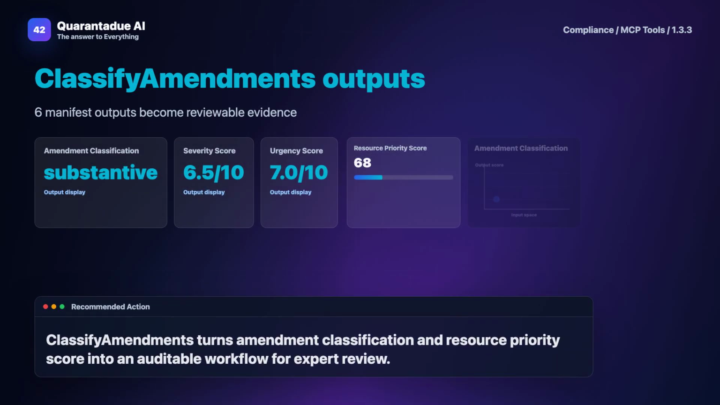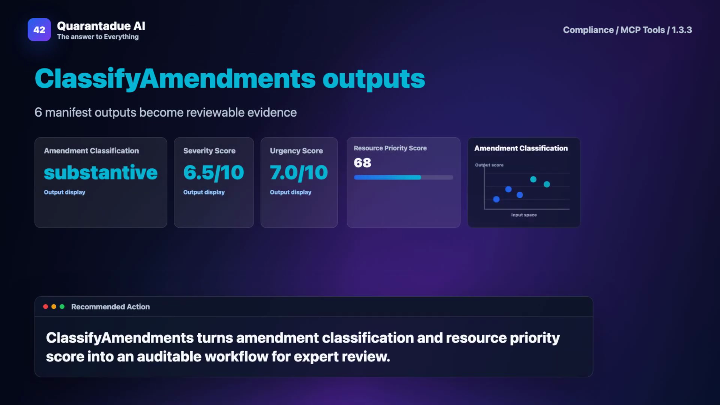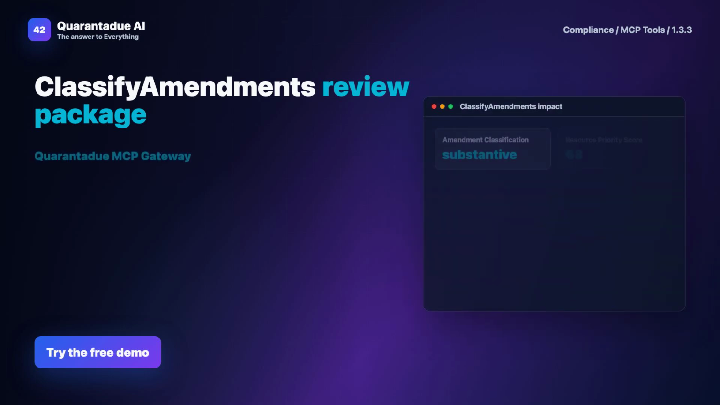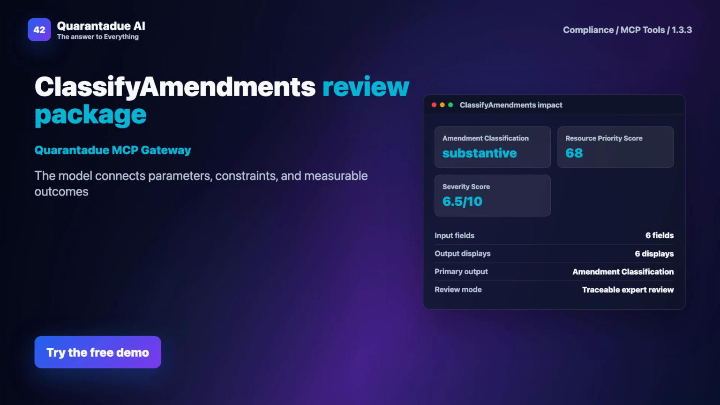Classify amendments returns structured outputs such as amendment classification, resource priority score, severity score, urgency score, and amendment classification matrix. These outputs are designed to support review, reporting, comparison, and follow-up actions. The value of classify amendments is not just automation. It is a controlled way to turn repeated compliance work into a documented business process with clear inputs, transparent logic, and reusable outputs.